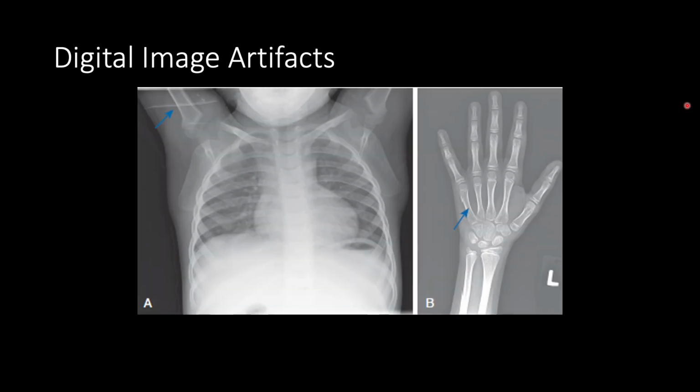Digital image artifacts can be a result of errors during extraction of the latent image from the image receptor, inadequate IR eraser, or performance of the electronic detectors. So in figure A, we see bright lines in the shoulder right here. That's a result of scratches on the imaging plate. In figure B, we see bright specks between the 4th and 5th metacarpals, in this area here. And that's a result of dirt on the image plate.